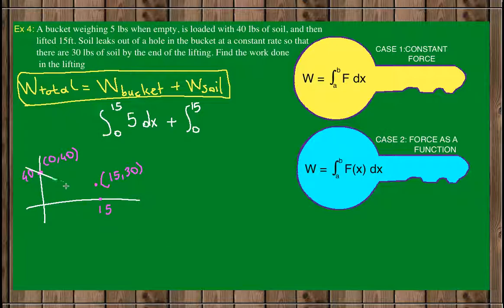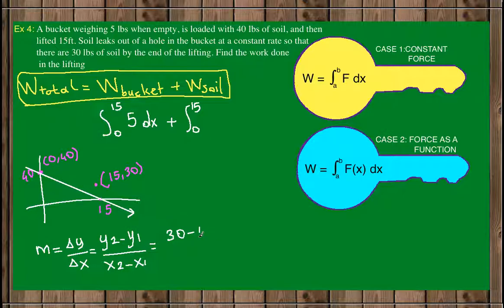As you can visually see, the function of x is a linear function. So we have to make up the equation of this function. We need to find the slope. We can find slope from delta y over delta x, which is y2 minus y1 over x2 minus x1. Here y2 is 30 minus y1 is 40, over x2 is 15 minus x1 is 0. It will be negative 10 over 15, which simplifies to negative 2/3. So this is our slope.